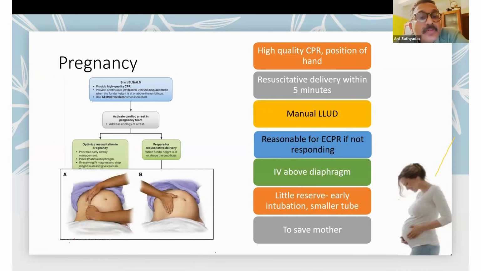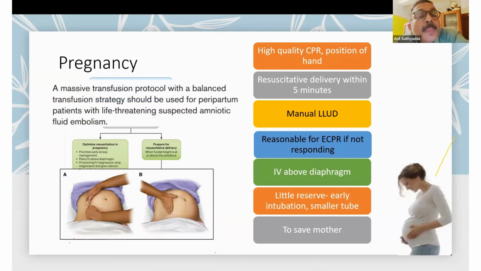This is the lateral uterine displacement. You can either pull or push, depending on where you stand. You can use 2 arms to pull or 1 hand to push.